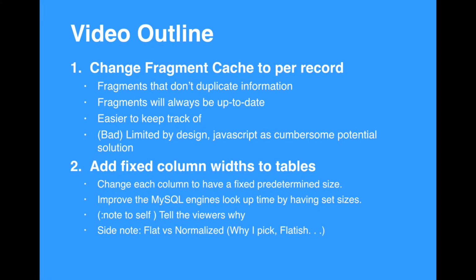So this is part two, where I'm going to work on adding fixed column widths to all of my tables. You're going to see me go through my schema and see what values, and I'm only going to add it to columns I think might scale and get big, where the MySQL engine optimizations might actually make a noticeable difference.